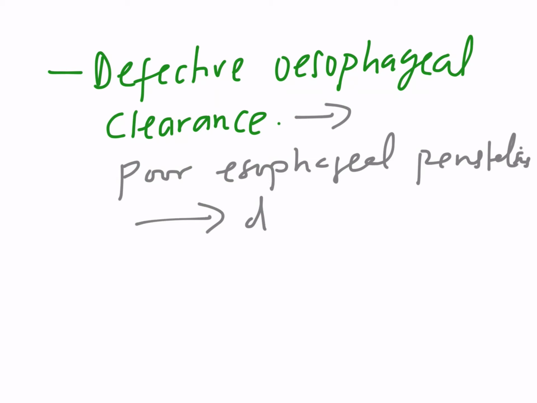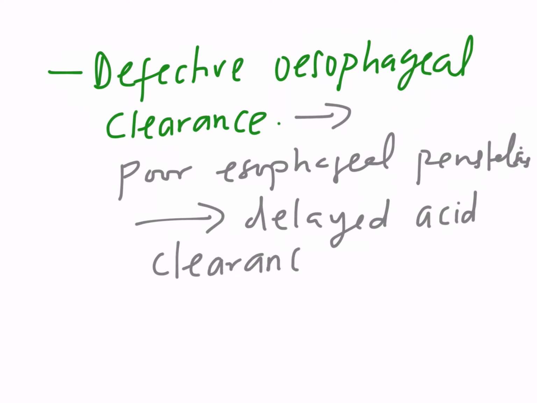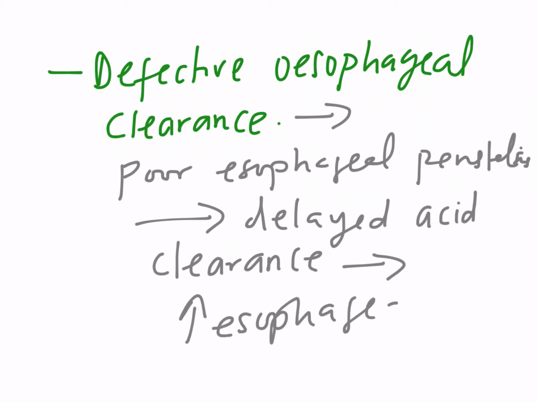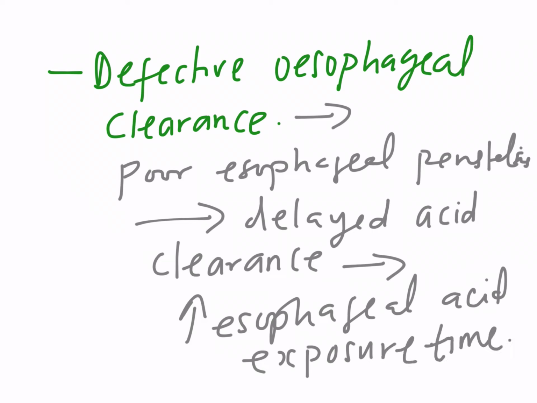So defective esophageal clearance happens when there is poor esophageal peristalsis, and this will also lead to delayed acid clearance, leading to increased esophageal acid exposure. Increased esophageal acid exposure time.